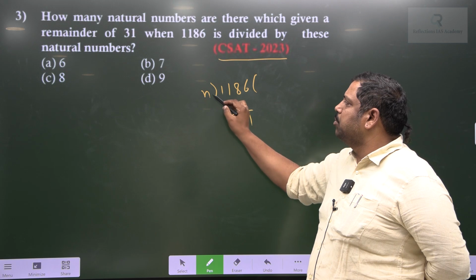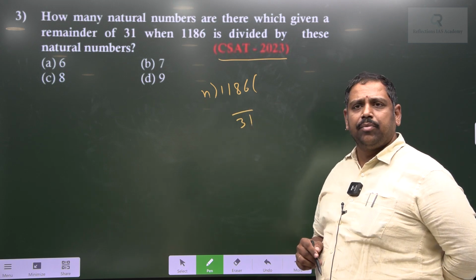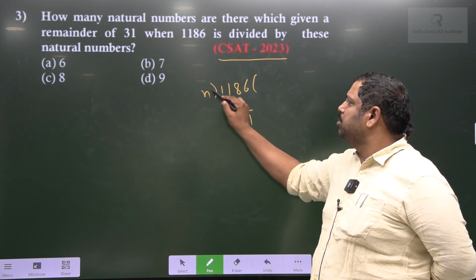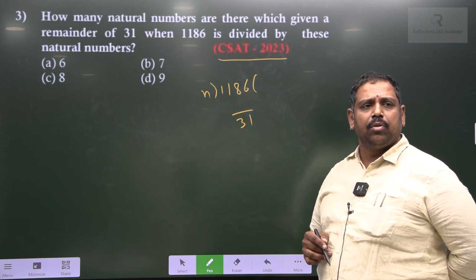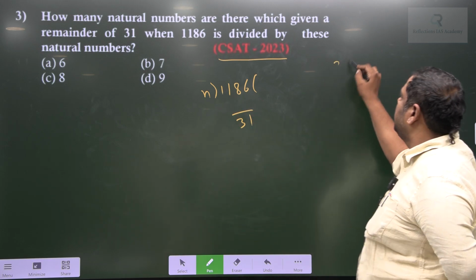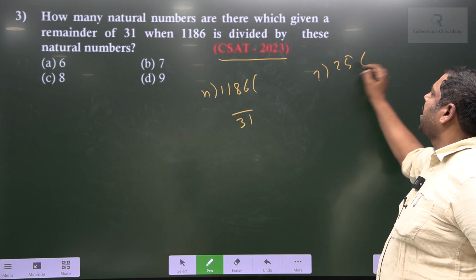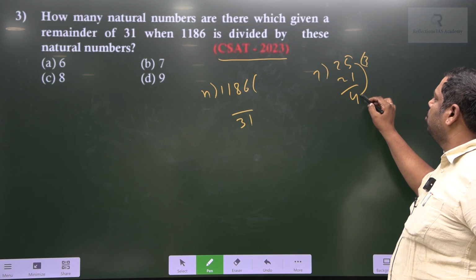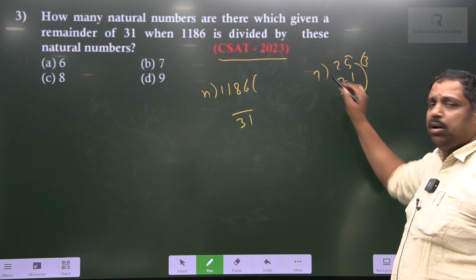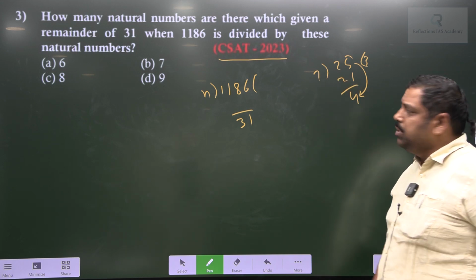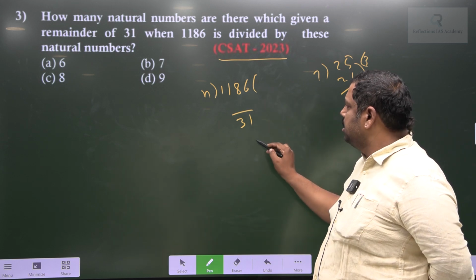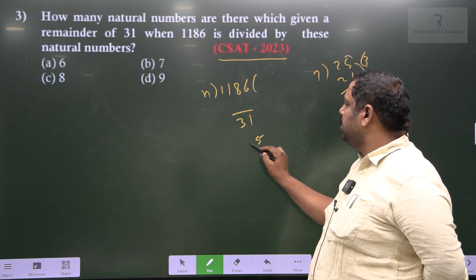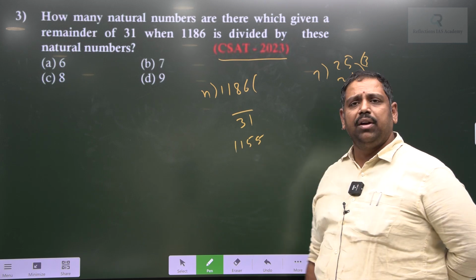That means that for the n's multiple, it is more by 31, right? Means if you remove the 31, it will be a multiple of n, right or wrong? If you divide 25 with 7, 7 threes are 21, the remainder is how much here? That means 25 minus 4 gives 21, which is a multiple of 7. That means 1186 minus 31 is 1155.